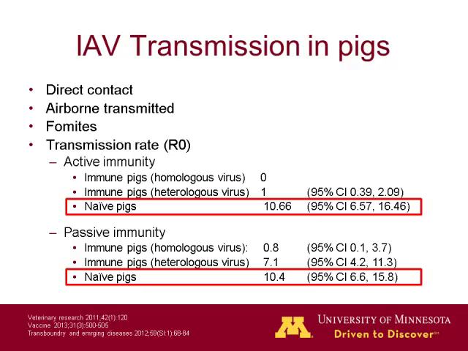In these studies with active and passive immunity, they found that when pigs had homologous immunity to the virus, the infection would die out, with R0 lower than 1. But with a heterologous vaccine and different immune status, the R0 can differ depending on how close the vaccine virus is to the challenge virus.